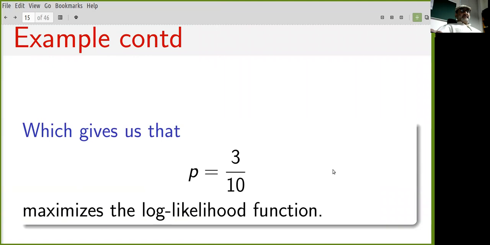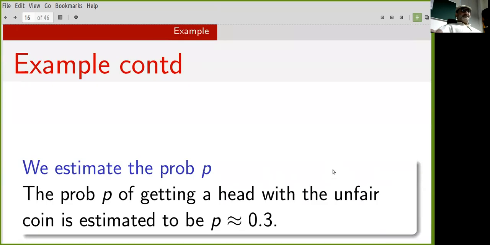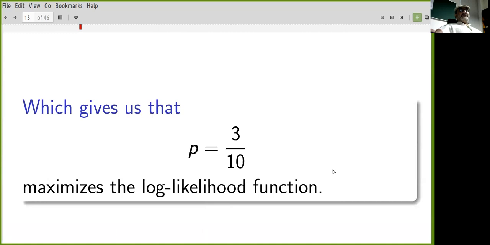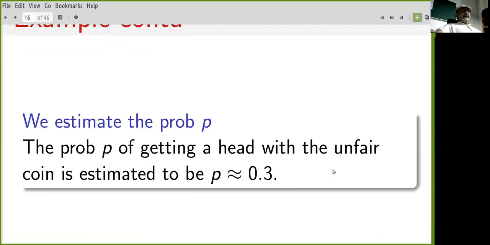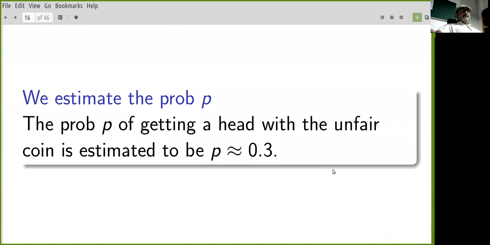That gives us p equal to 3/10, which might be what we intuitively thought. We would intuitively think this because of the law of large numbers. So we estimate that the probability p of getting a head with the unfair coin is approximately 0.3.